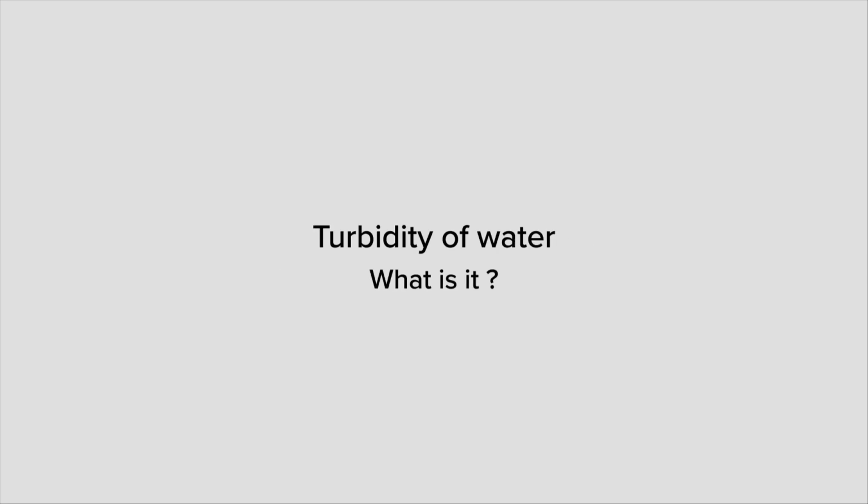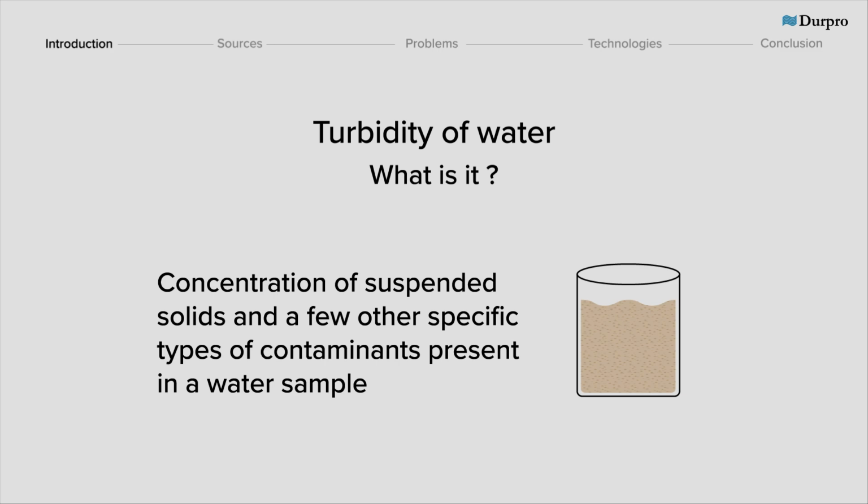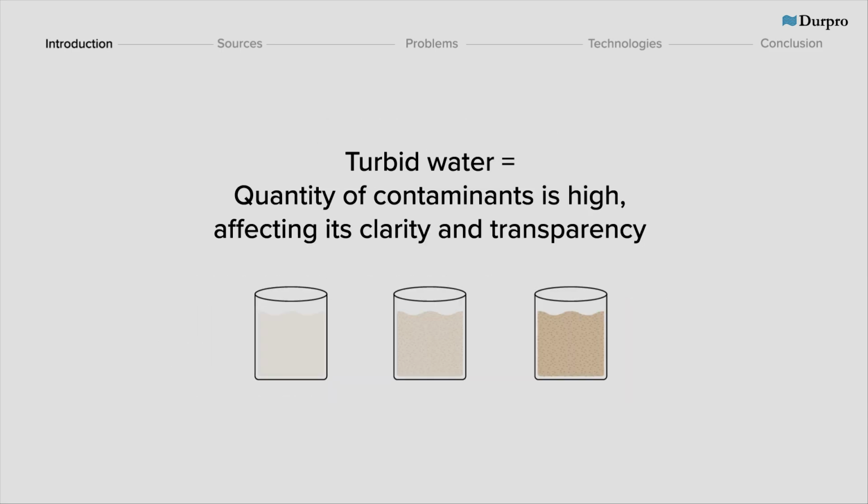What is turbidity? Turbidity is a widely used water parameter that is representative of water quality. It expresses, in a quick and clear manner, the concentration of suspended solids and a few other specific types of contaminants present in a water sample. In general, water is said to be turbid when the quantity of contaminants, TSS and others, is high, and their presence affects the clarity and transparency of the water.